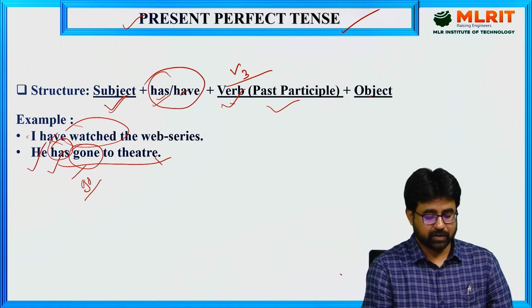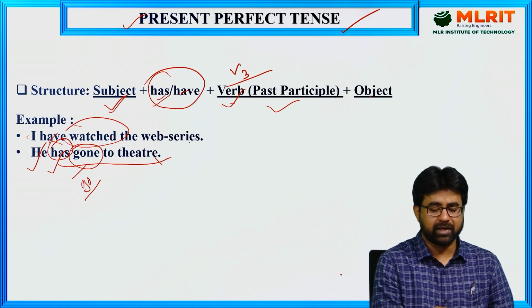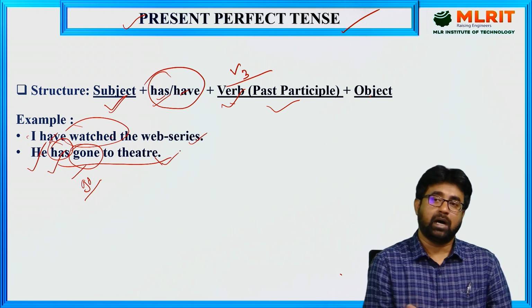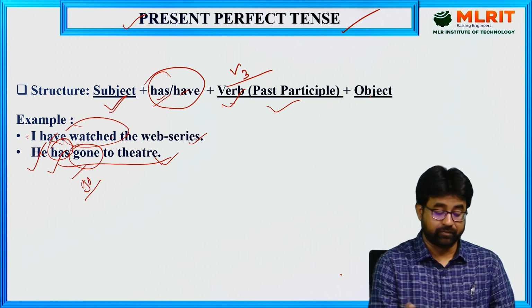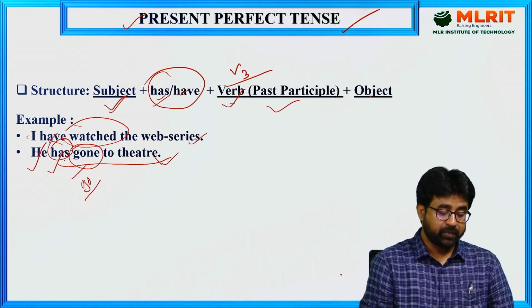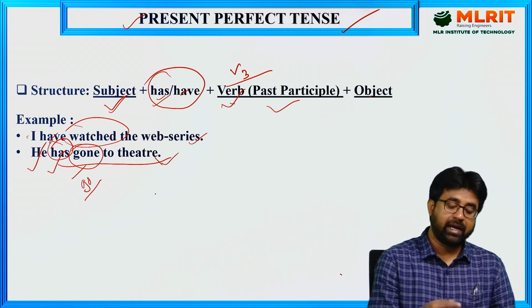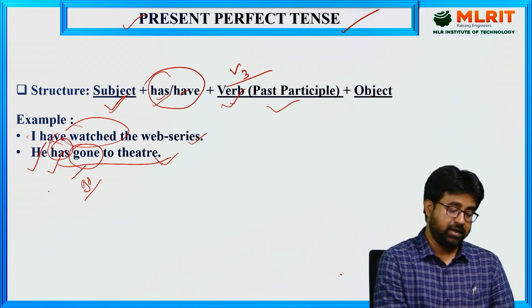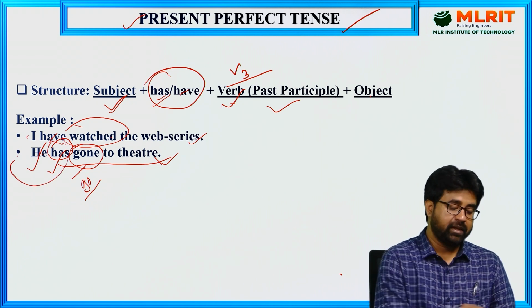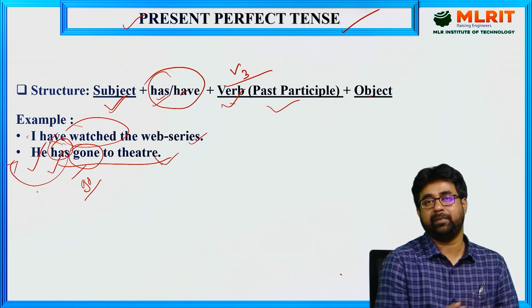Now just to quickly remind you, how do you convert these sentences into interrogative sentences? Because sometimes you need to use these sentences in interrogative form also, like in question form, right? So how do you do that? It's pretty simple in this case. Have I watched the web series? Right? Has he gone to the theater? So you just bring the helping verb to the beginning of the sentence.